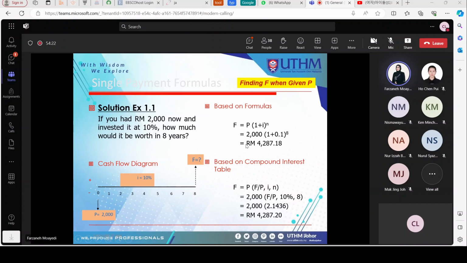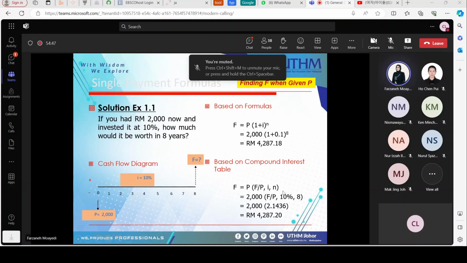The second method that I told you about is using the notation. The thing about the notation is that you have to write it by yourself, but it's very simple. Here you can understand from the question that the future value is missing. So what you are looking for is the future value. So F equals, that's the first thing. What is given to you is the present value, so you just write P.